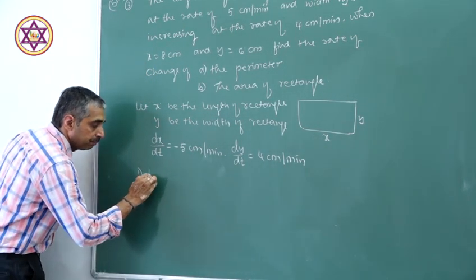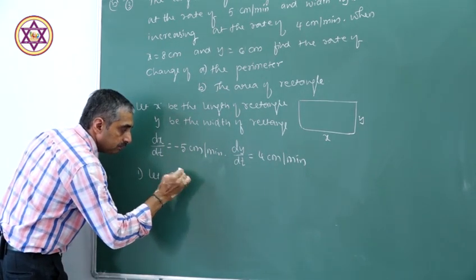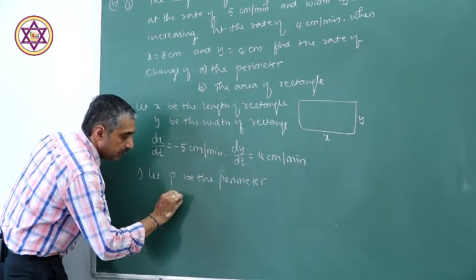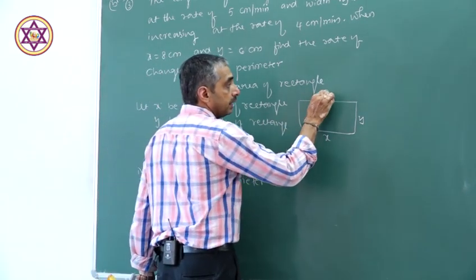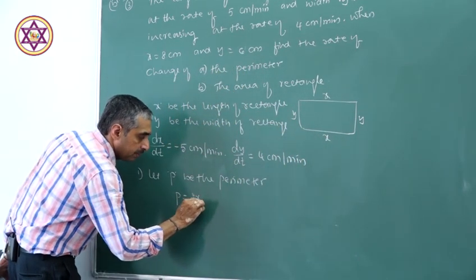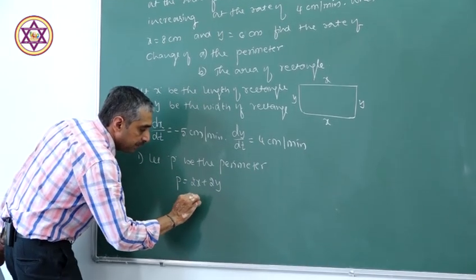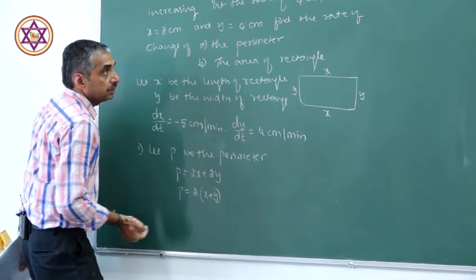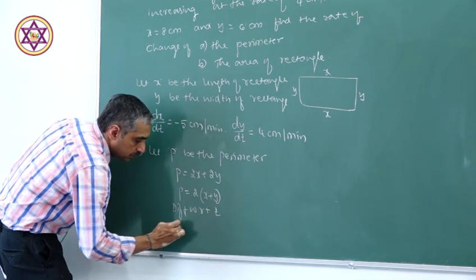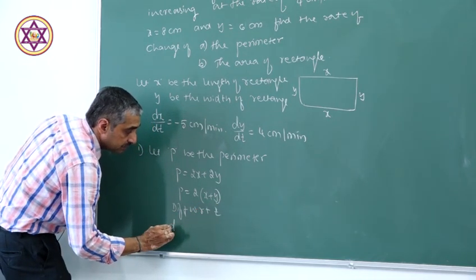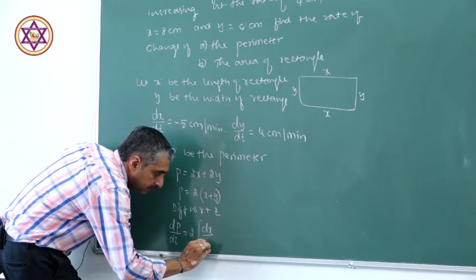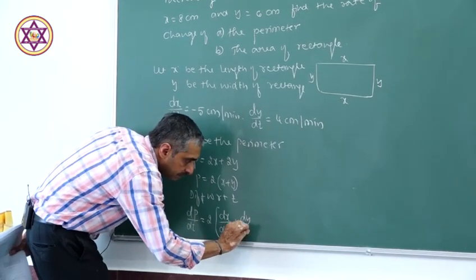We will go to the first question now. Let P be the perimeter of the rectangle. What is the perimeter? Perimeter means sum of all the sides, right? This is x, this is y, in the rectangle opposite side. 2x plus 2y, is it right? Perimeter is 2x plus 2y, P is equal to 2 into x plus y. So now go for differentiating this with respect to t. So what I am going to get, yes, it is rate of change of perimeter. dP by dt is equal to 2 into dx by dt plus dy by dt.